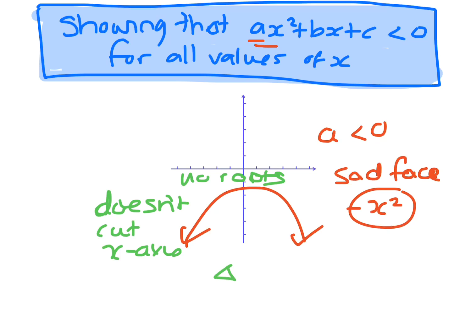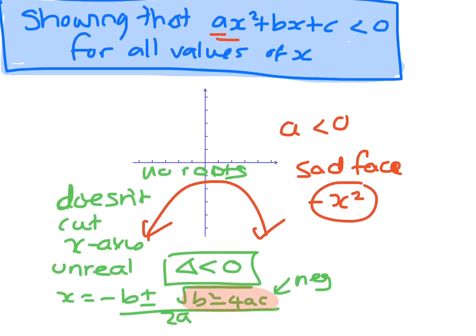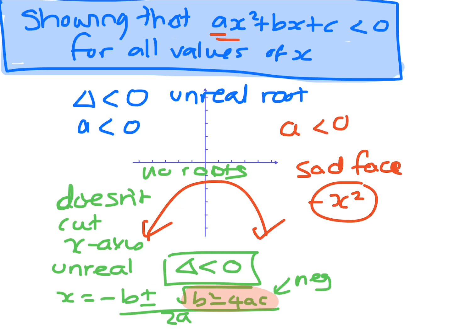So if it has no real roots, that's like unreal roots, and for it to have unreal roots, the discriminant would be negative, because you can't find the square root of a negative when you've got the quadratic formula. The discriminant is the number underneath the square root. So you can't find the square root of it, which means it would be negative. This is called negative definite, and for it to happen there are two things. The discriminant must be less than 0 and a must be less than 0. So you have unreal roots, and also it is like a sad face parabola.